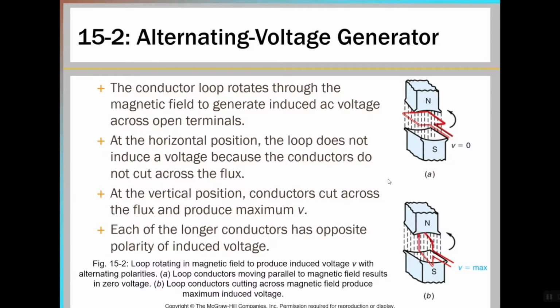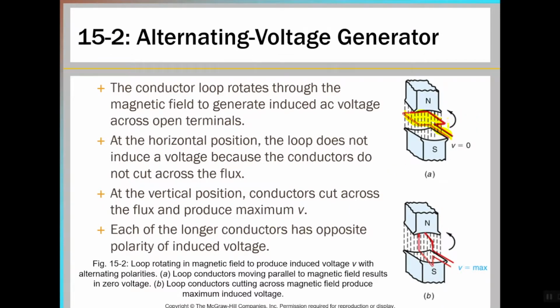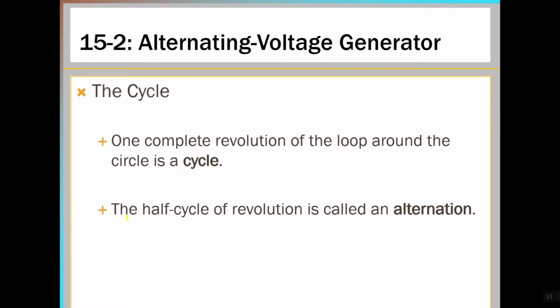We get that alternating by moving a wire in a magnetic field, or we can also hold the wire and move the magnetic field around. Either way, we get one cycle as it completes. It turns, and when this side gets back to this side again, that will be one cycle. So one complete revolution is a cycle, and a half revolution is called an alternation. And that's going to be important in a minute.